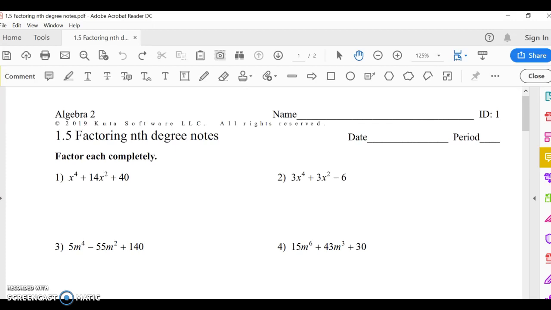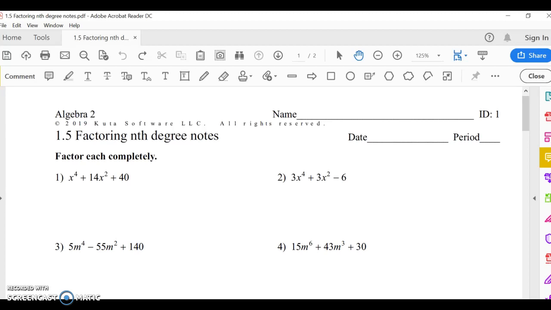So the difference about 1.5 from last year is that you're going to notice the degree of the polynomial is no longer 2. However, all of these have what we call quadratic form. So last year when you did x squared plus x plus some number, you know that they always factored into parentheses with an x in the first spot and parentheses with another x. Well, now we're going to have to figure out the new degree, but keep an eye on the middle term.